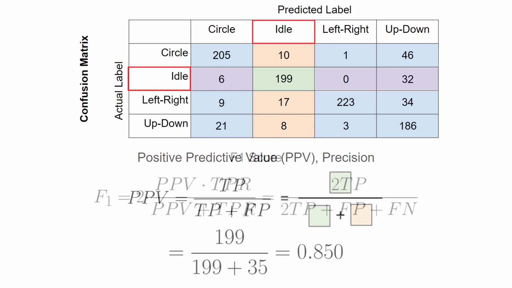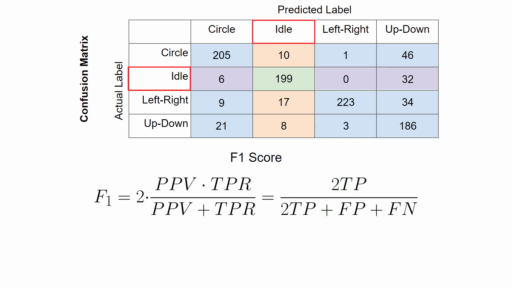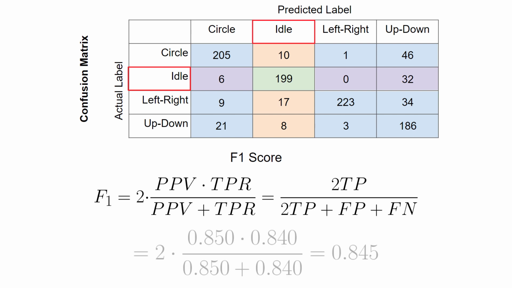One way to combine the precision and recall into one number is to compute their harmonic mean. This gives us another form of accuracy for our target class. The F1 score is often used when there is a class imbalance where the accuracy metric does not give us what we need. Much like accuracy, it will be a number between 0 and 1. The F1 score of the idle class in our example would be about 0.845.